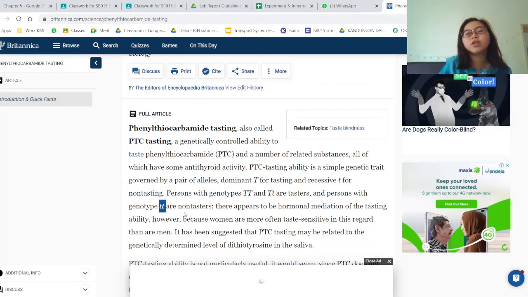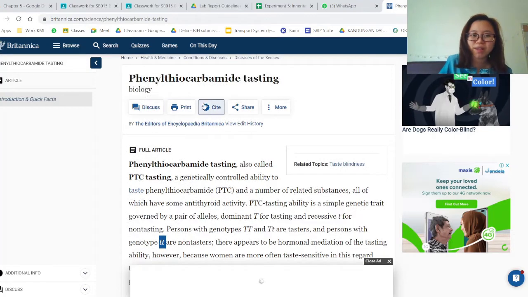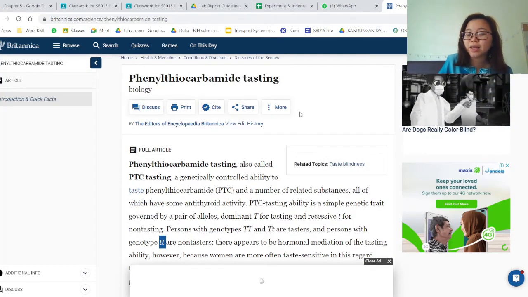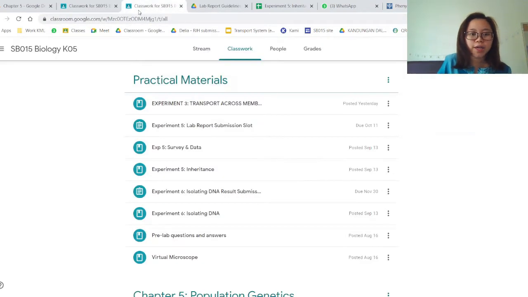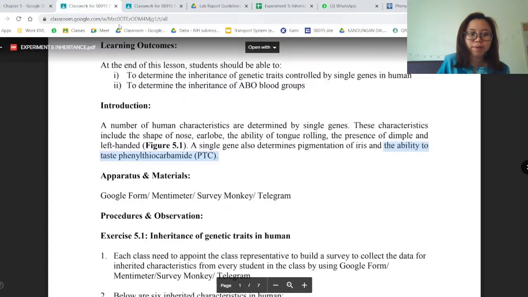So if you want, you can research more about PTC, but if you don't want to research it now, macam tidak berapa kisah, then that's fine. I just wanted to explain that this is that phenotype. Okay. Kita kembali kepada kita punya lab manual. Kalau ada soalan pasal PTC, boleh tanya nanti.